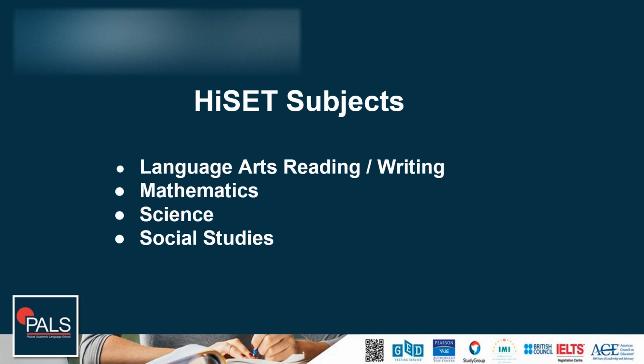The HiSET subjects are very similar to the GED. So we have a language arts component, which has both a reading and an essay writing component, and mathematics, science, and social studies. These subjects are supposed to help you display an ability to pass all of the 4 years of high school related knowledge and skills. So it's going to be quite similar to the other standardized tests for high school equivalency diplomas.